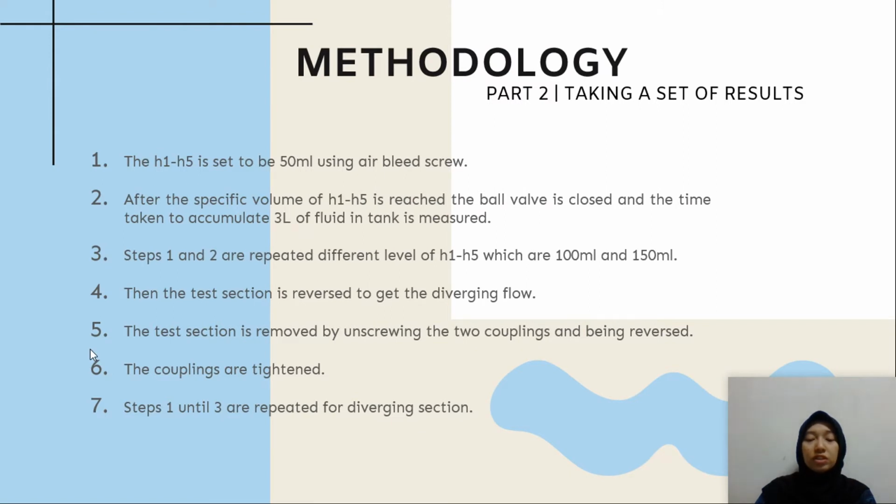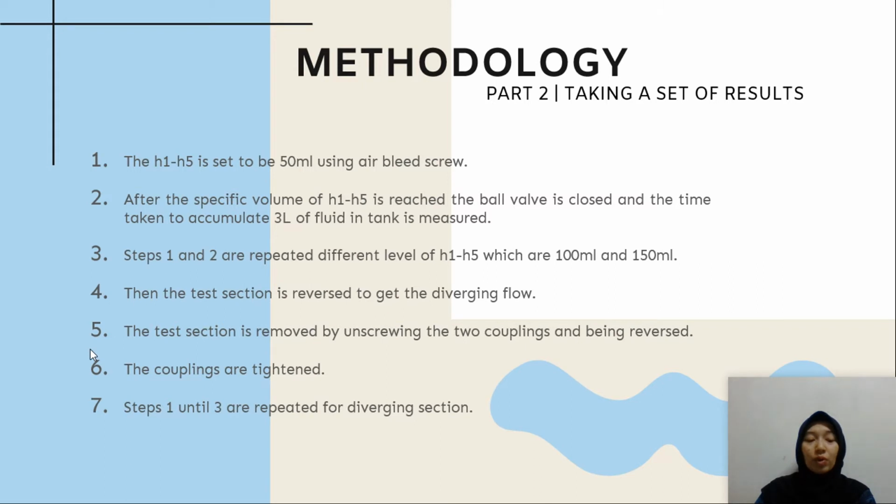For the methodology in taking a set of results, first, the pressure difference H1 to H5 is set to be 50 ml using the air bleed screw. After the specific volume of H1 to H5 is reached, the ball valve is closed and the time taken to accumulate 3 liters of fluid in the tank is measured.